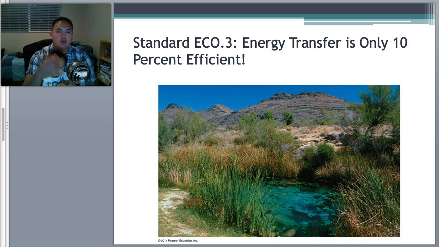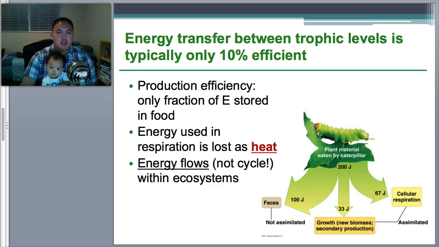This standard, ECO.3, is about knowing the effectiveness or the efficiency of energy transfer. So when it goes from primary producers to the next steps of the food chain or trophic levels, how effective is energy transfer? And the answer is right here. It's only 10% efficient. So looking at your next slide, energy transfer between trophic levels or levels of the food chain is only about 10% efficient.